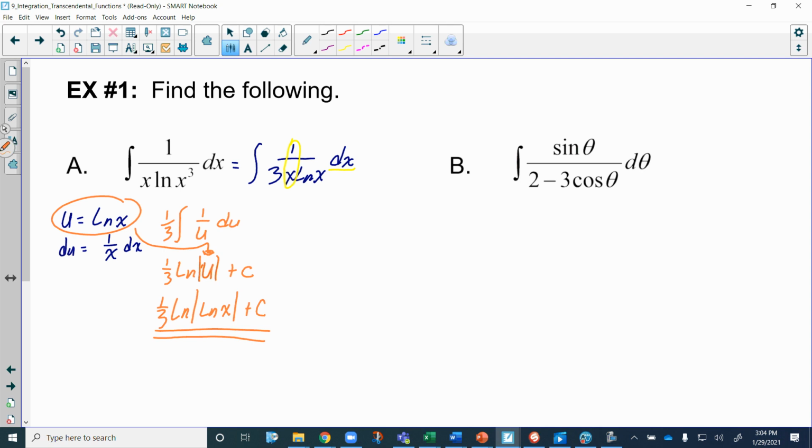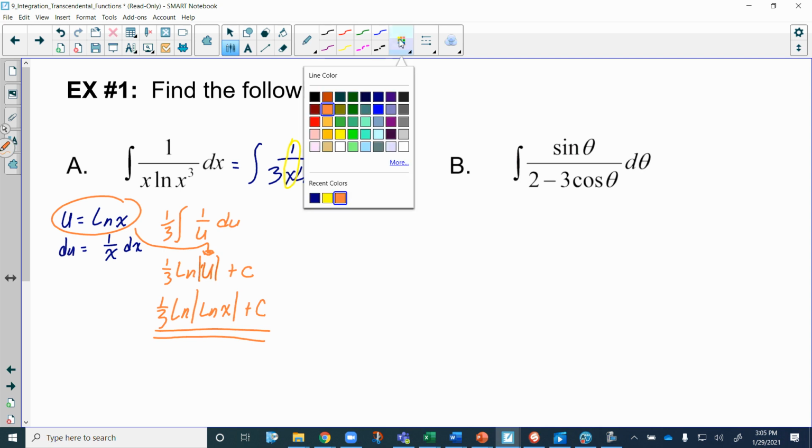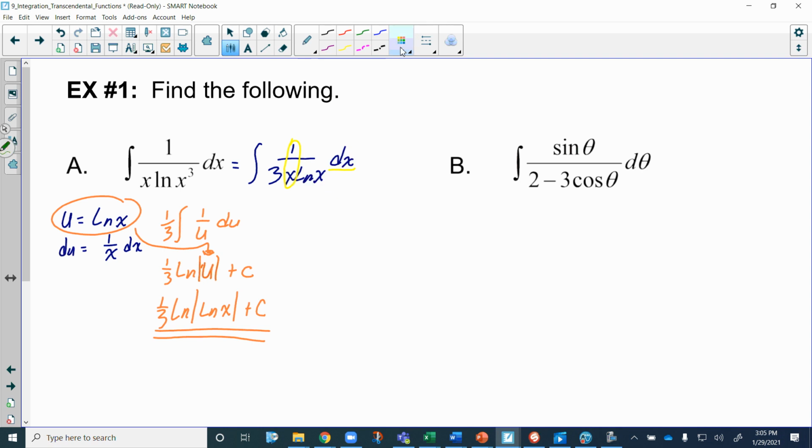And that is how we're going to take a look at incorporating u substitution with some transcendental functions, in this case using natural log. So let's move on to example B and just see how we're doing here.